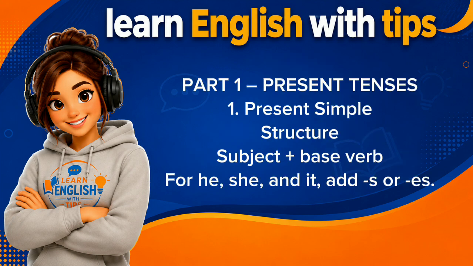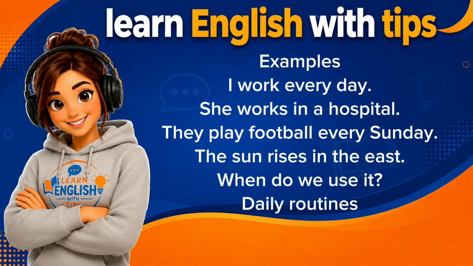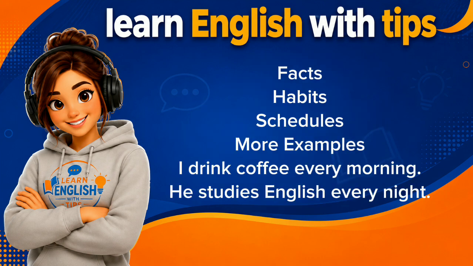Part 1. Present tenses. 1. Present simple. Structure: subject plus base verb. For he, she, and it, add s or es. Examples: I work every day. She works in a hospital. They play football every Sunday. The sun rises in the east. When do we use it? Daily routines, facts, habits, schedules.